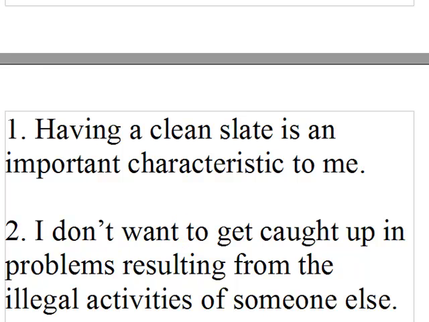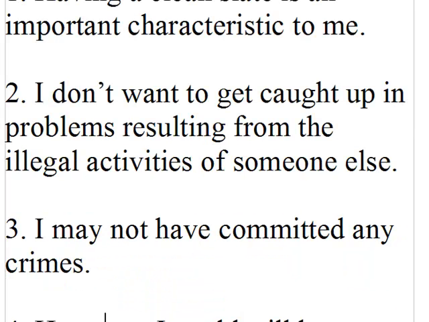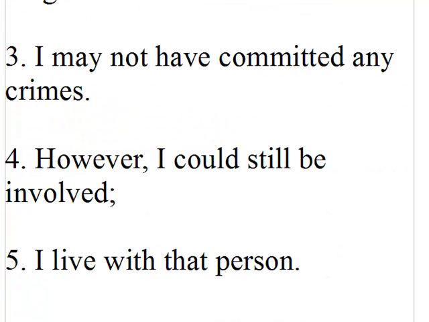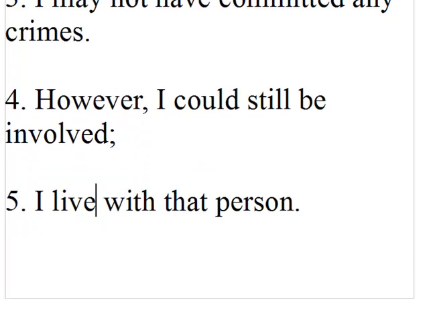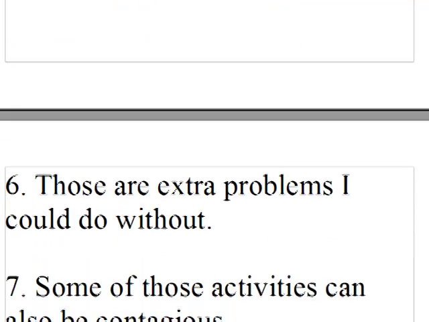Number 3. I may not have committed any crimes. Again, this is a simple sentence. May, and then not have committed. There you go. That's sentence 3. 4. However, I could still be involved. Again, it's a simple sentence. I, and then could be involved. Right there. 5. I live with that person. I and live. This is your subject and your verb right there. Okay, let's keep going. Let's take a look at the next set.